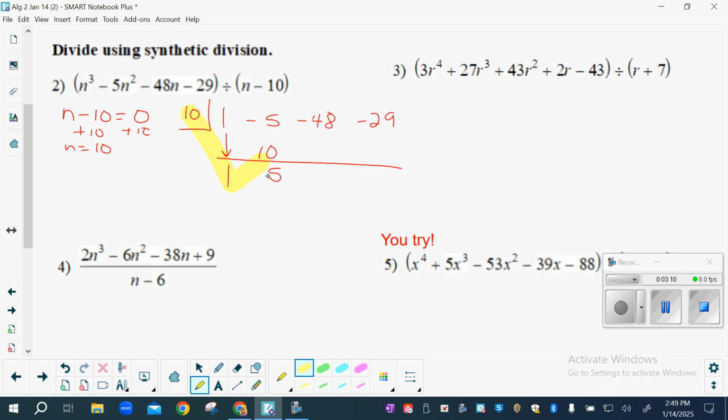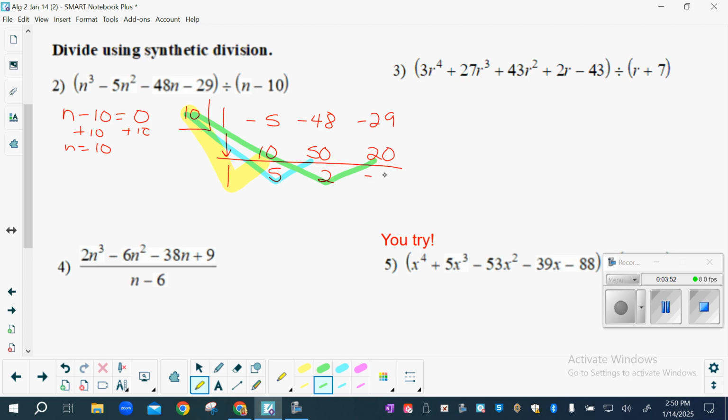5. And then we're going to take 10 times 5 and put our answer here. 50. And then we add. What do those two add up to? 2, that's right. 10 times 2? 20. And then we add these. What do we get when we add them?